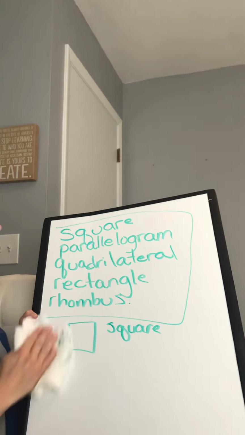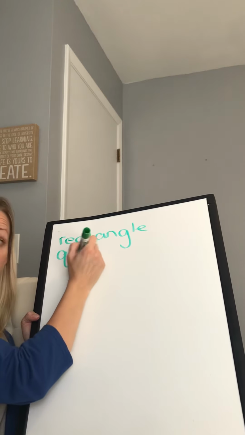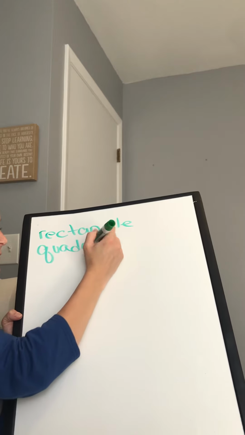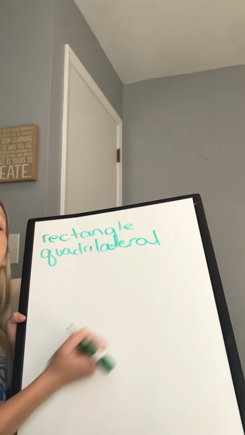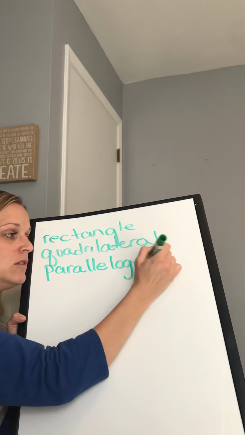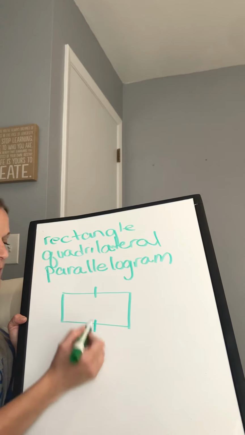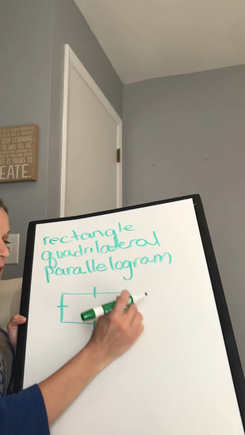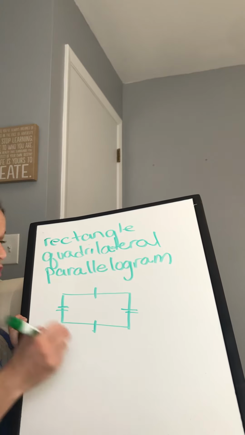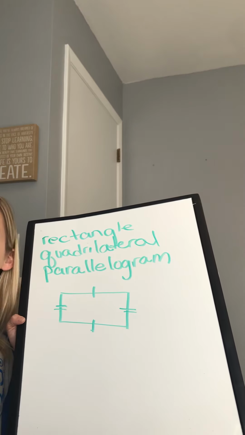So now let's take a look at a rectangle. What are all the names I could give a rectangle? Well, I could call a rectangle a quadrilateral because it has four sides. And I could also call a rectangle a parallelogram because a rectangle, I'm going to draw this for you, has two pairs. This side is parallel to this side, and this side is parallel to this side. Okay, so that's two pairs of parallel sides. That is a parallelogram. It is a quadrilateral because it has four sides.